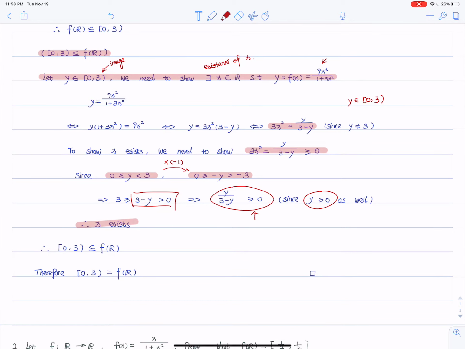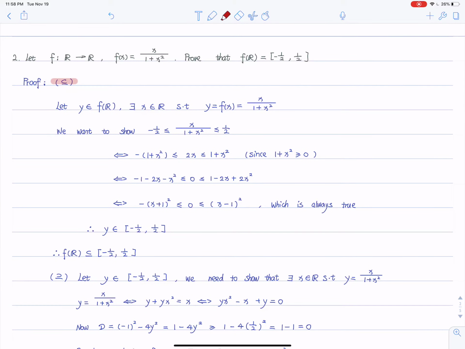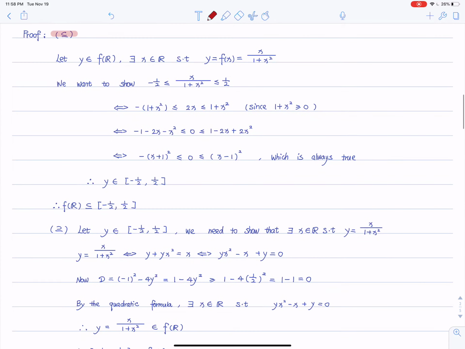X exists. Okay? So same here. We write down the first sentence: let y be an arbitrary element of the image, and there exists x in the domain such that y equals f of x. And we want to show, again, we want to show this is true. So what I did here is started with what I wanted to do, and eventually I reached a statement that is always true.